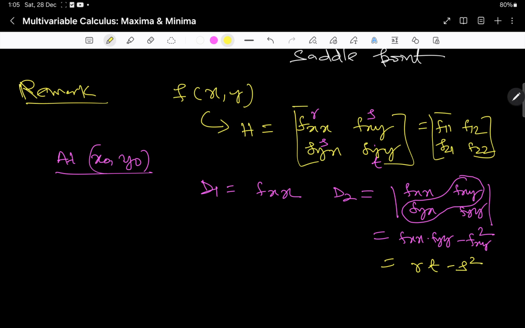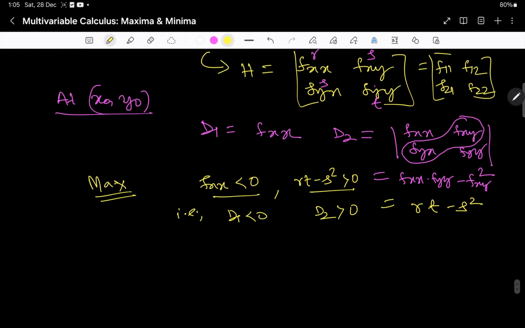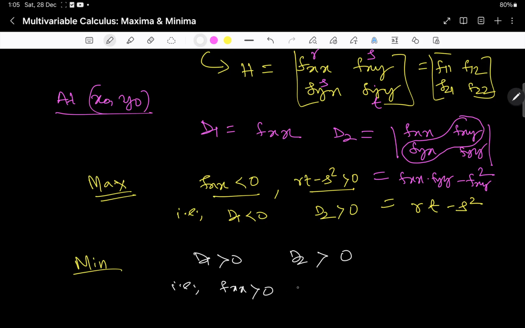So what are we getting? For maxima, fxx is negative and rt minus s square is positive. Is it not the same thing as d1 negative and d2 positive? And similarly for minima, both are positive. Here d1 is positive and d2 is positive. Is it not the same thing as fxx positive and rt minus s square positive?